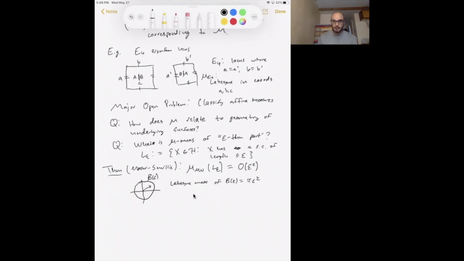Okay, so that's for the Masur-Veech measure, but then you can also get the same result for any affine measure using something called the Siegel-Veech formula. This implies that mu of L epsilon is big O of epsilon squared. In particular, it's the same big O of epsilon squared for any affine mu.